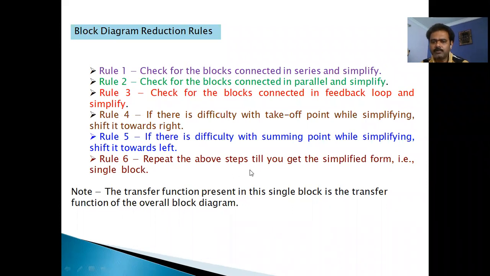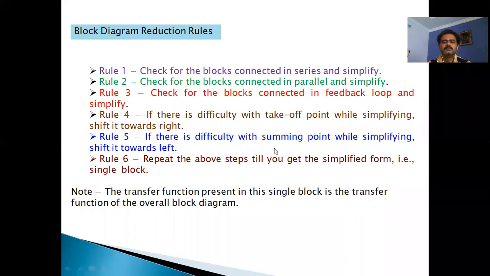So repeat the above steps till you get the simplified form. These are the steps to be followed while reducing a block diagram. Try to note down all these steps, and we have to remember that the transfer function present in this single block is the transfer function of the overall block diagram. So finally what we have obtained is nothing but the overall transfer function.